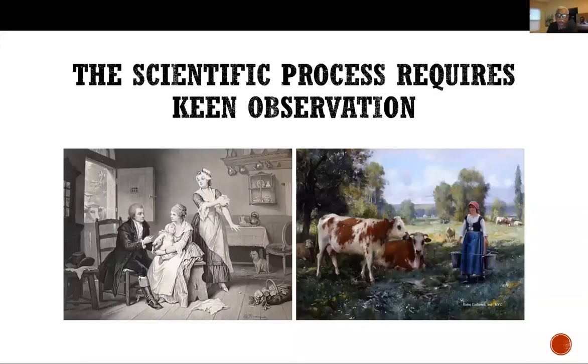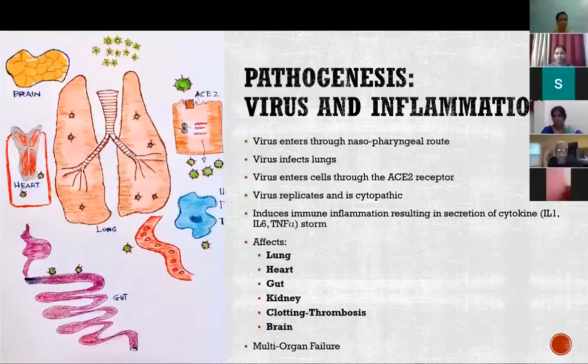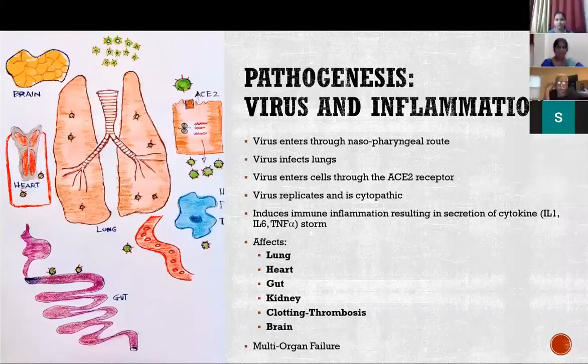So similarly, we have to observe the immune system, and we have to observe what is happening with the virus in the world today very scientifically, to get clues as to what we can do to make this disease less pathogenic, and also to understand what is happening.